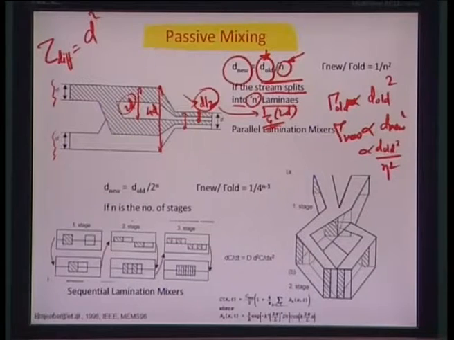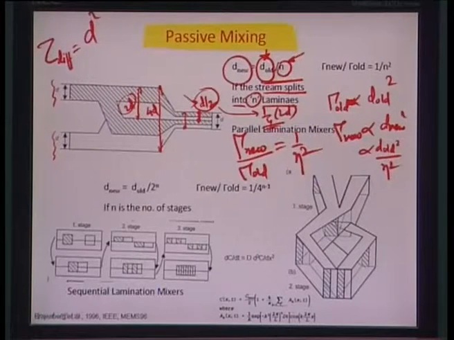So therefore, the new time is lesser than the old time by a factor of n square. So definitely it's an advantage, because the new time of diffusion reduces by a factor of the square of the number of laminae that you are packing in a small section of the channel.